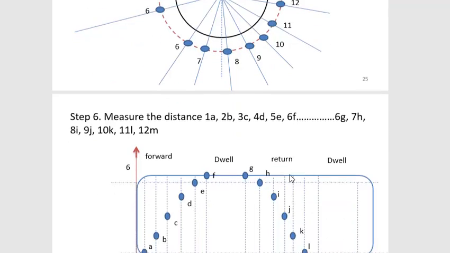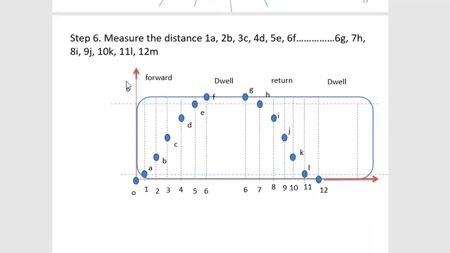The next step is, again I will focus on the displacement diagram, and from this displacement diagram I will measure a distance. For example, this is my point number 1 and this is point number A. I will measure the distance and plot it on the cam. This is point number 2 and this is point number B. So it is 2B. I will take distance 1A, distance 2B, 3C, 4D and so on, and plot those distances on the cam profile.